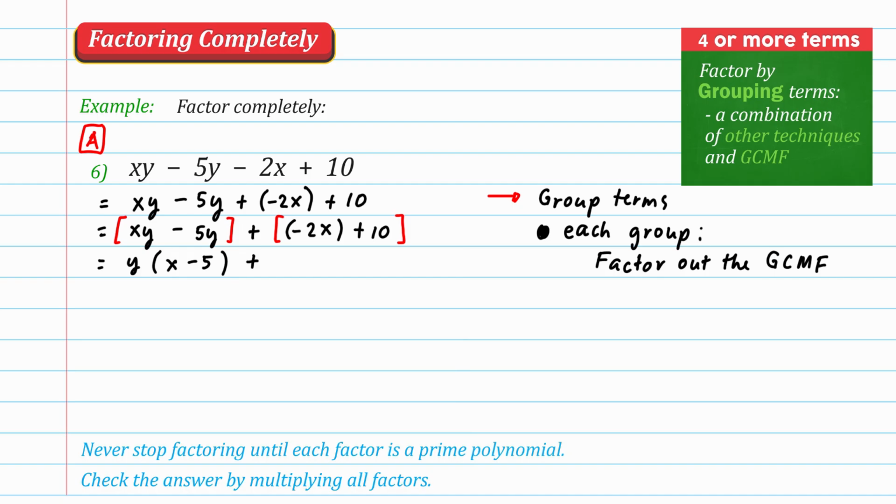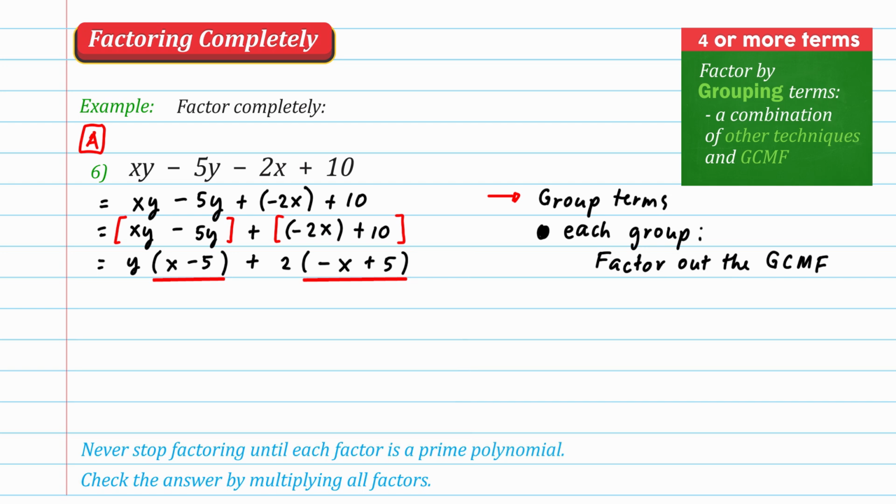Plus, we look at group 2. The common factor for the numbers negative 2 and 10 can be 2. Let's try factoring out a positive 2 first, just to see what happens. So we have 2 times the quantity negative x plus 5. But if we look at our binomials, we have x minus 5 here and negative x plus 5. They are close but not exactly the same.